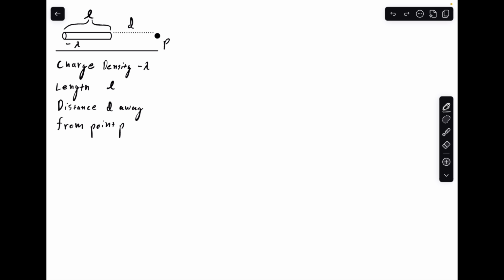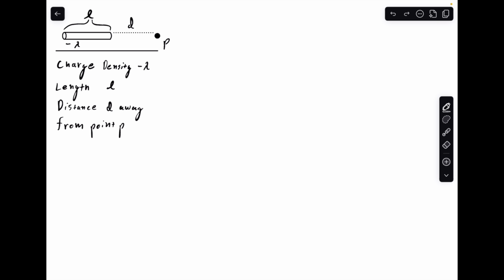But in this instance, if you watch the last video, this is going to be negative lambda instead of a positive q. So we're not given a charge, but we are given a length and we are given a charge density, negative lambda. We're not given anything else besides the distance, the length, and the charge density.